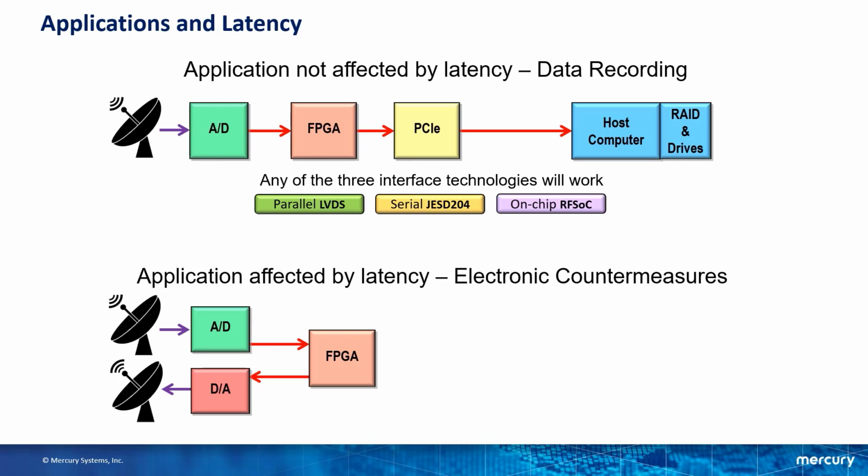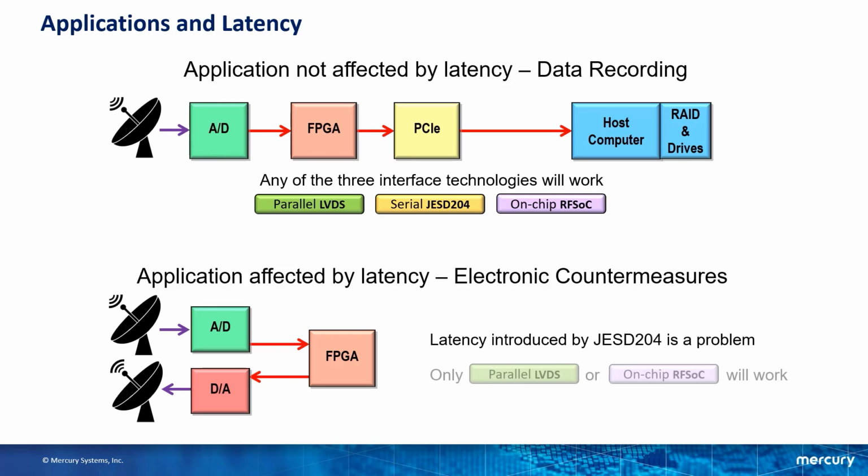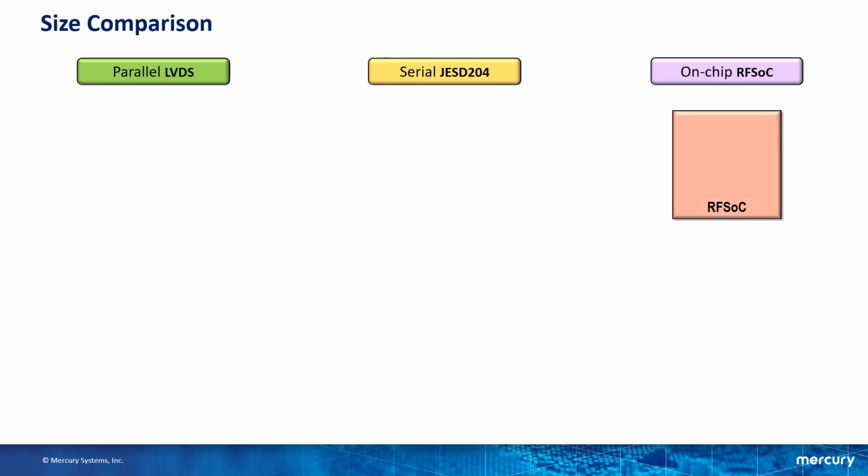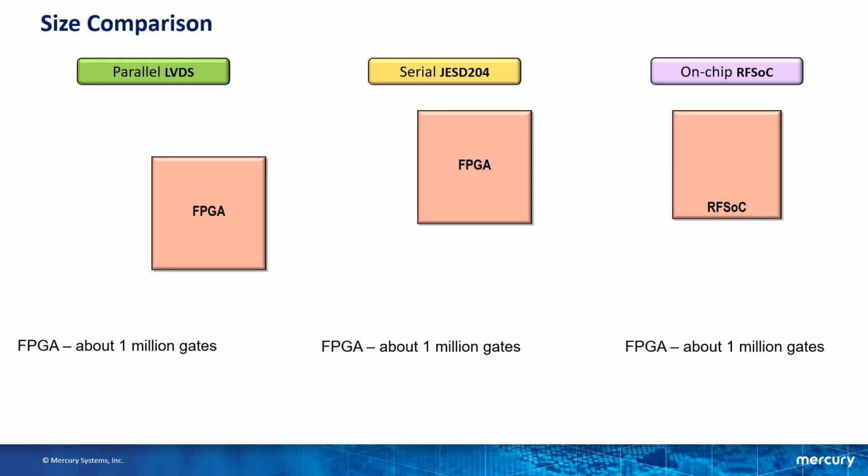All of this must happen in a very low and deterministic latency, so parallel LVDS or RF SoC would be a good match. For a size comparison, I took the gate density of the RF SoC and found another FPGA with the same density and drew it to scale.